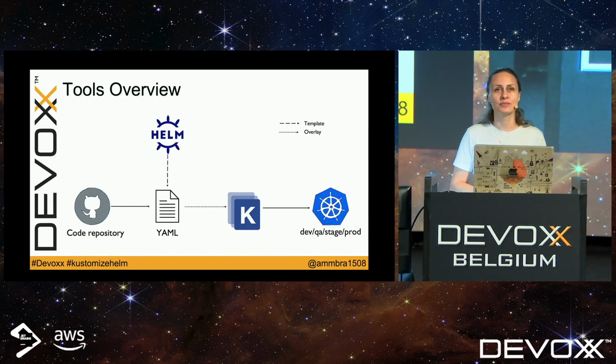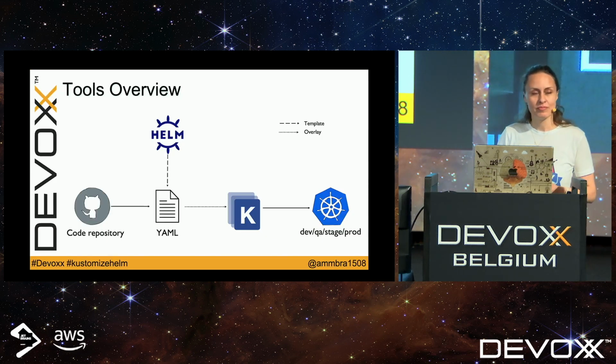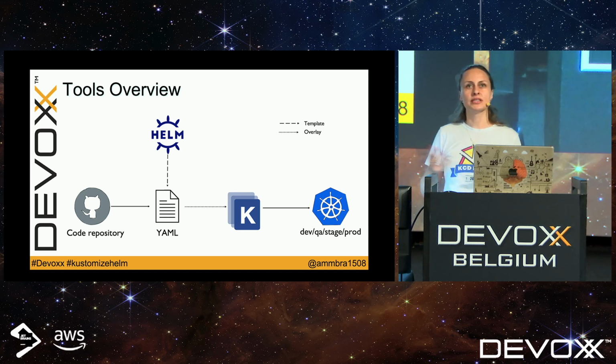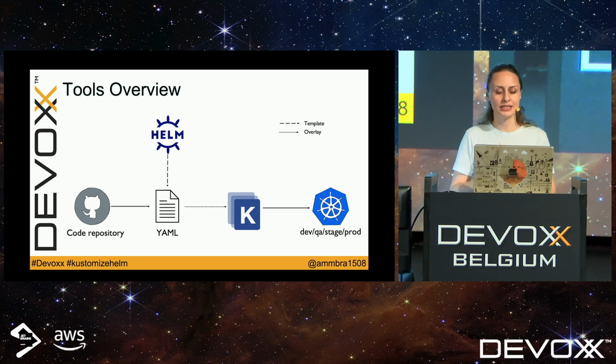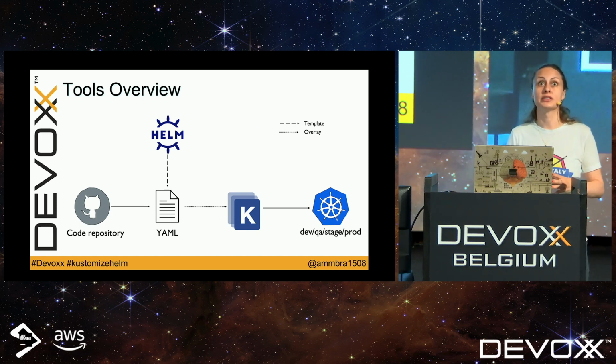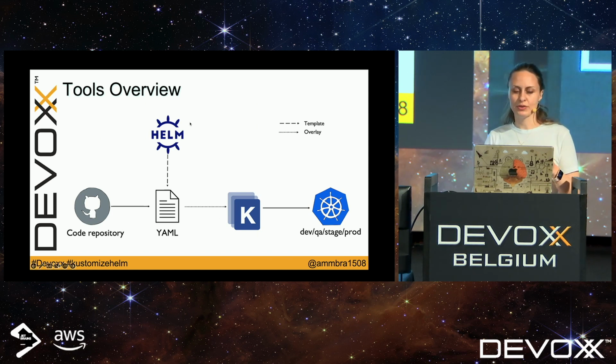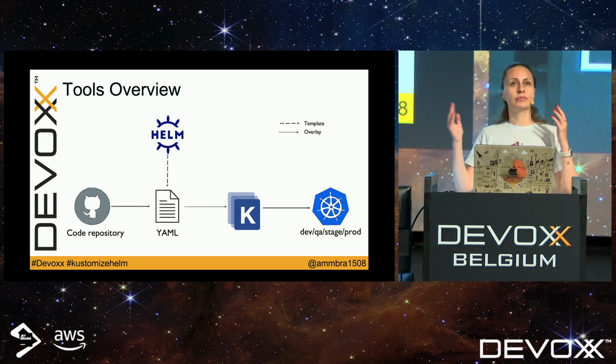So there's some tools overview here. Most of the time we work with code repositories, and when we want to deploy to Kubernetes, we use YAML. But in order to help our journey with Kubernetes, we have 2 options in terms of making things easier, in terms of deploying across multiple environments and so on. We have option 1, according to the slides, Helm, the package manager of Kubernetes, and then we have also Kustomize, which is a configuration tool.